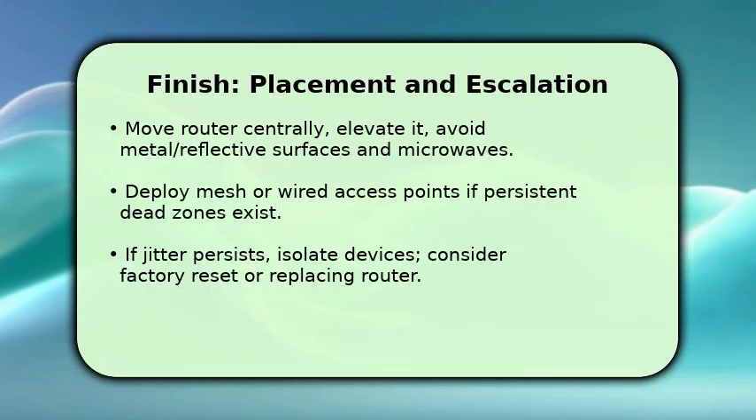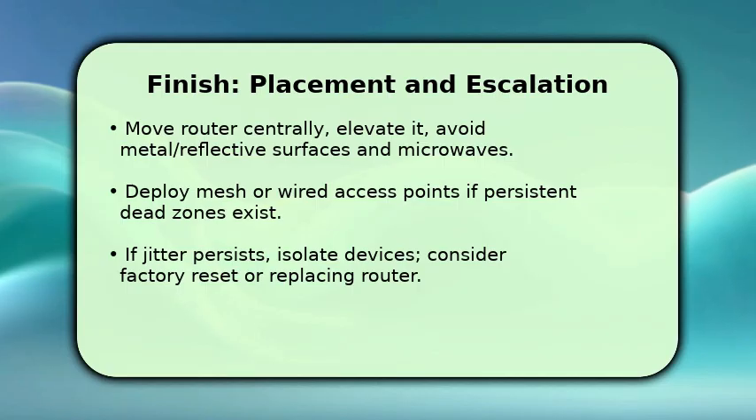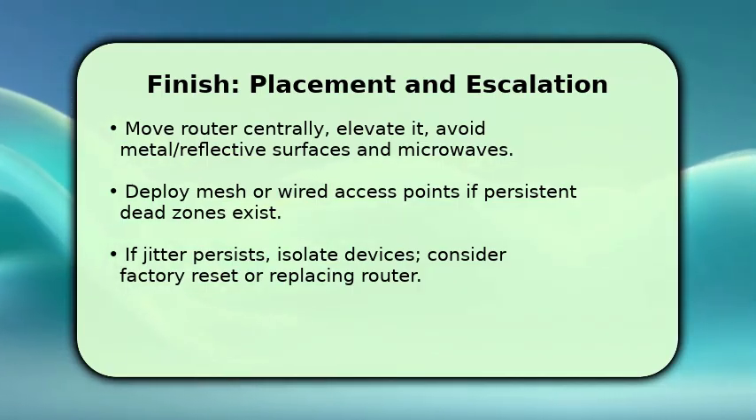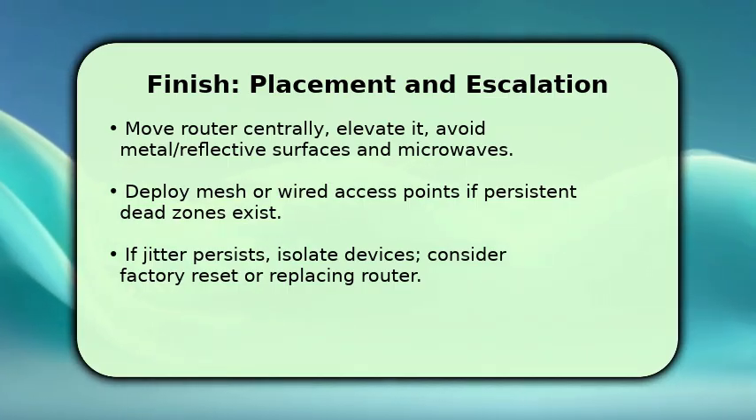Finally, run repeated jitter tests after each change. If jitter persists, isolate each device to find the offender and, as a last resort, factory reset the router or replace aging hardware. That troubleshooting tip typically resolves it.